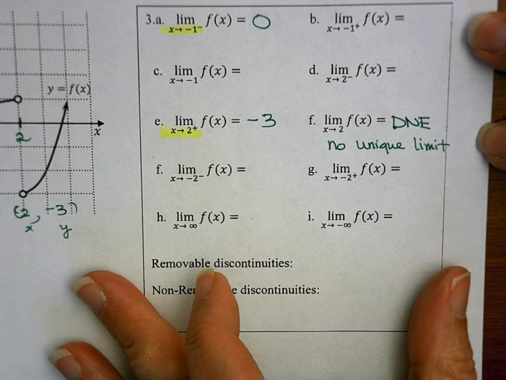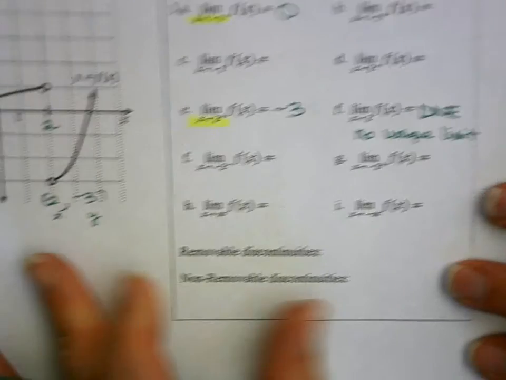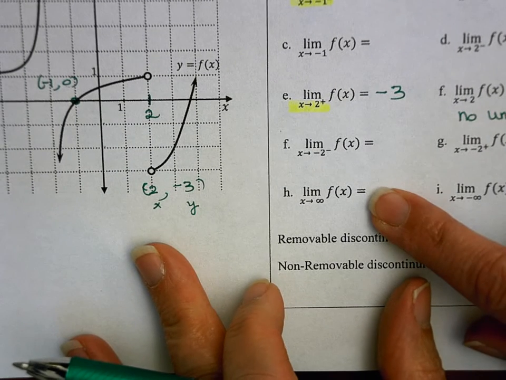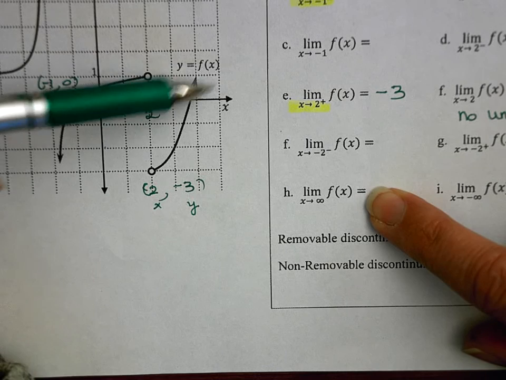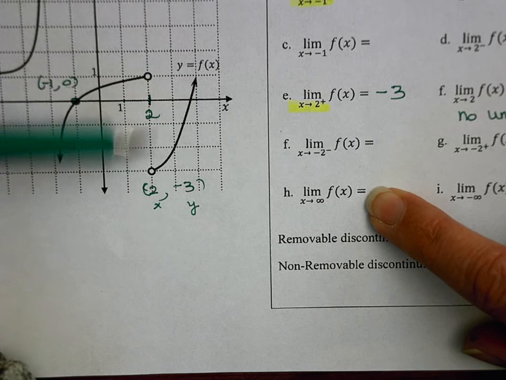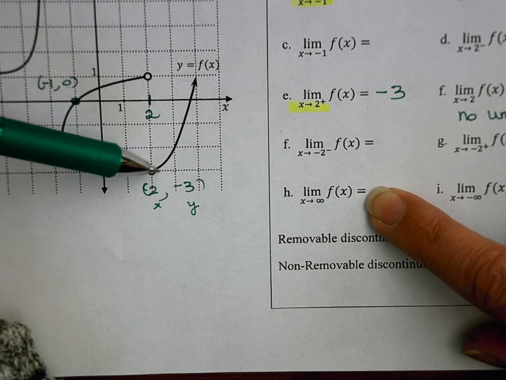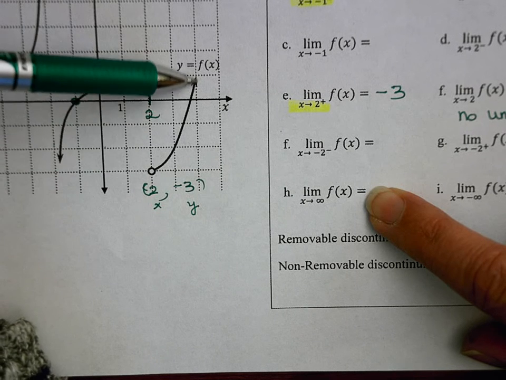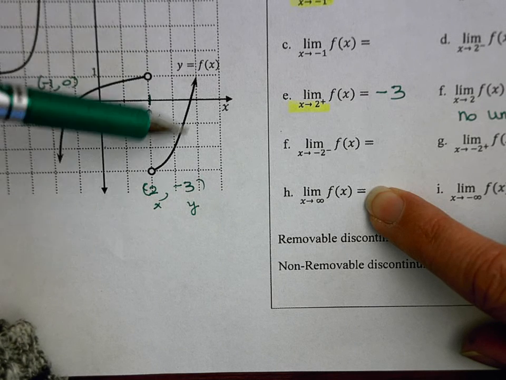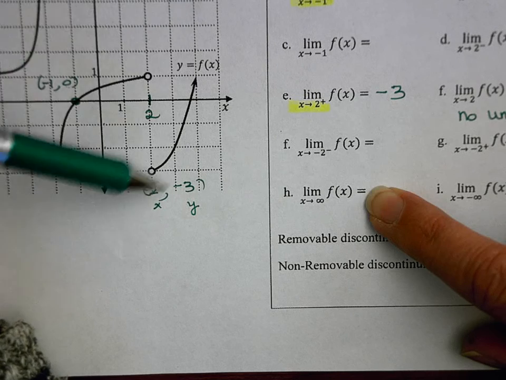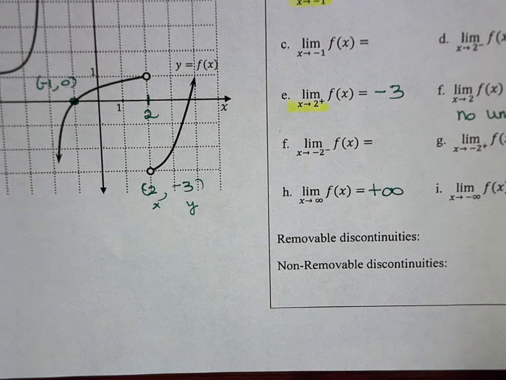Okay. And let's do one more here. So let's take a look at H. So for H, we want to approach positive infinity. So I'm headed to the right forever. So that means I'm going to start off on this branch of the graph, right? Because it's going to the right forever. So as I'm approaching positive infinity, what's my y value approaching? Is my graph leveling off? It's not, right? My graph is not flattening or leveling off. It's going up forever. So that means it's going towards positive infinity.